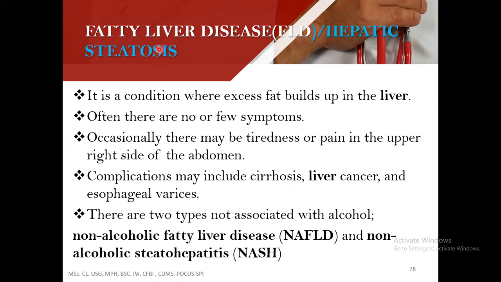Complications may include cirrhosis. So once you have fatty liver disease, there will be what? Inflammatory reactions, which can lead to what? Cirrhosis, which can also progress to liver cancer. And you know that with cirrhosis alone, oesophageal varices can happen. Liver cancer can cause that also, and death will follow. So there are two types not associated with alcohol.